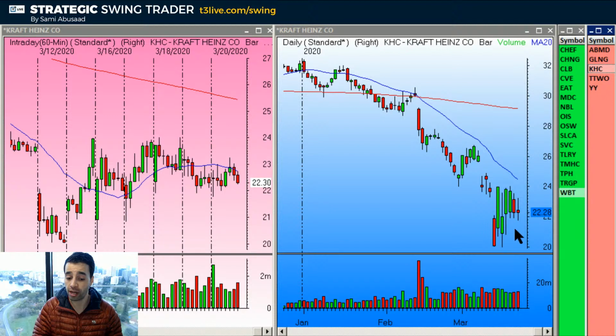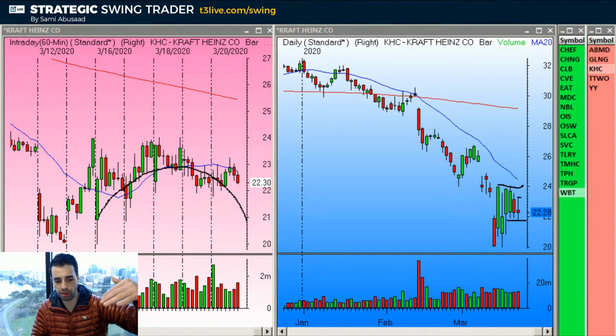KHC is also not extended, but it's not going to be as big of a move as the ABMD. Short and stop is either right here or over the entire base. Over the entire base would be a lot safer, but much bigger as a stop. But nice hourly chart. The bigger the base.